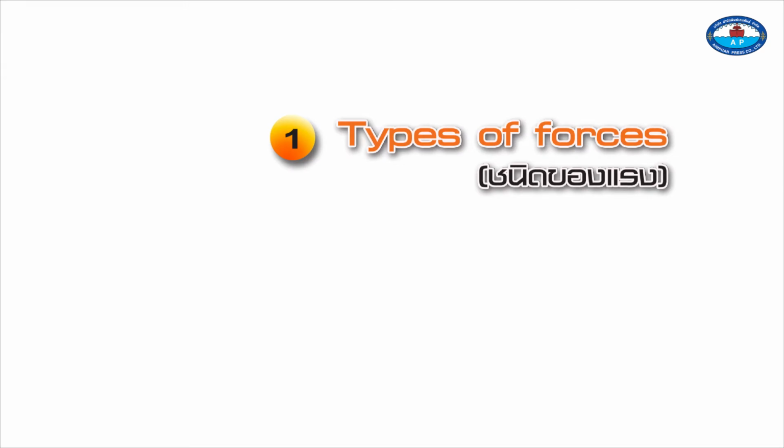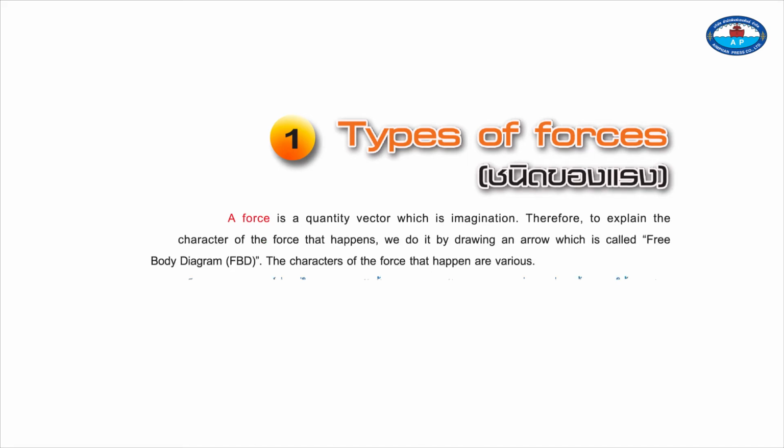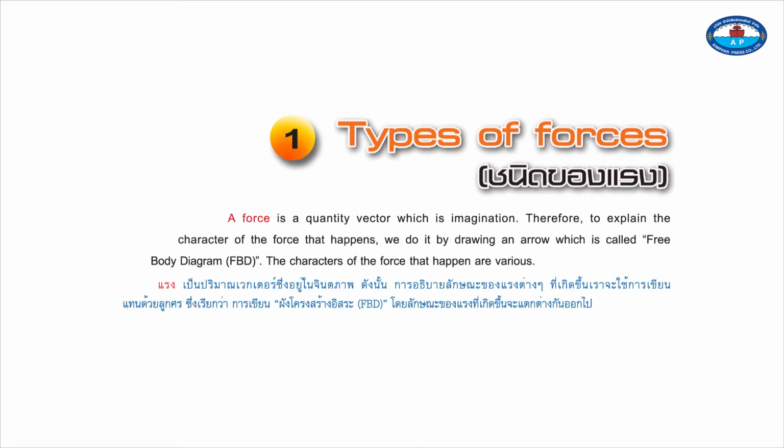1. Types of forces. A force is a vector quantity, which is imaginary. Therefore, to explain the character of the force that happens, we do it by drawing an arrow, which is called a free body diagram. The characters of the force that happen are various.